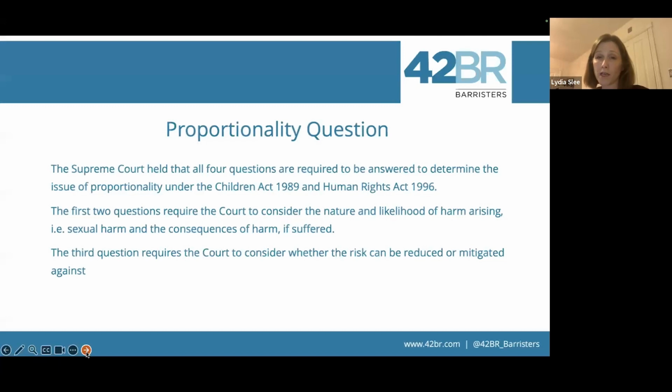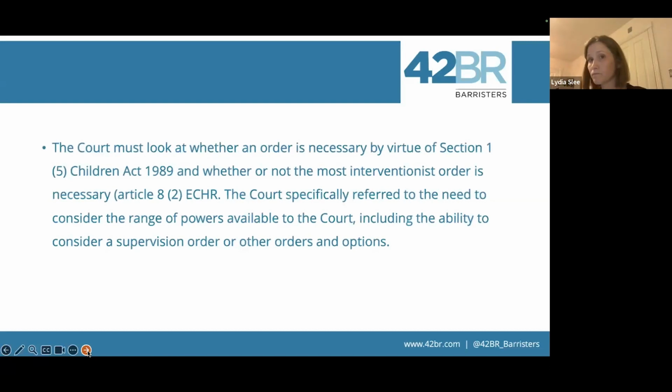What we then go on to look at is how those questions need to be considered. Questions 1A and 1B clearly deal with the harm and the risk of harm and the likelihood of that harm, and it will be evidently clear that those questions are interlinked. And what the court must do when looking at those questions is refer to the welfare checklist when forming part of the holistic evaluation.